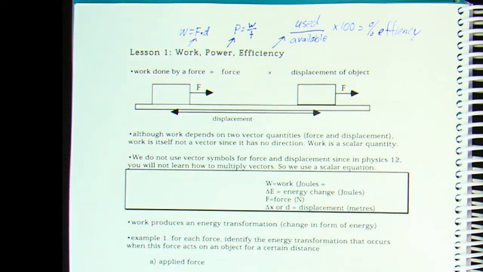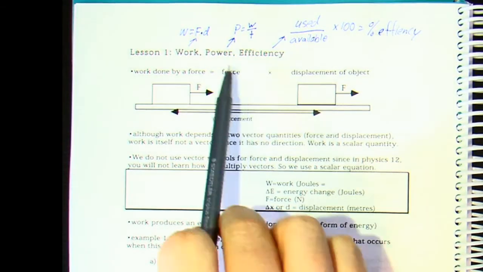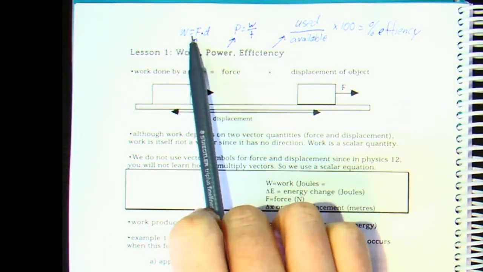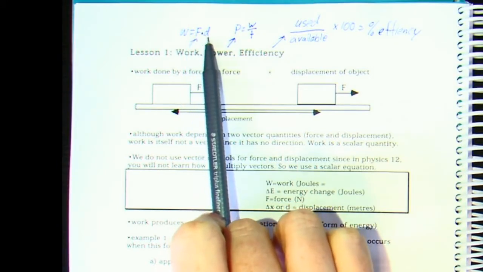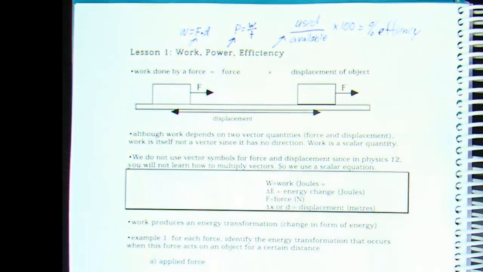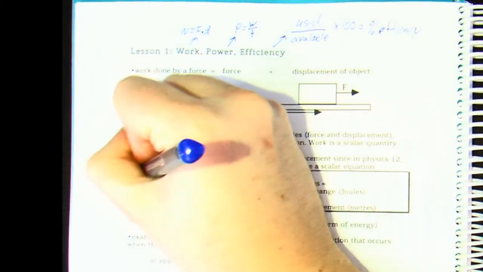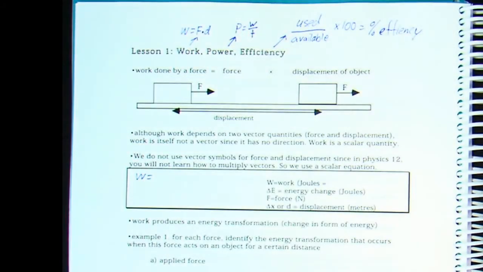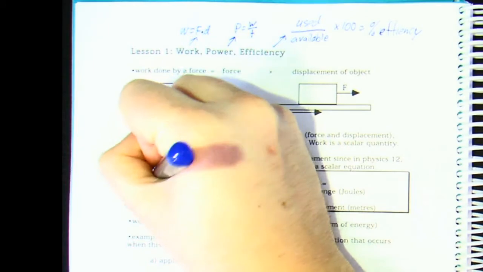For those of you who've done IB math already, the reason I write it like this is because work is actually the dot product of force and displacement, which you would have looked at in your vectors unit in IB math, if you have looked at that already. So, for those of you who haven't looked at IB math, don't worry about it. We're just going to assume, for the time being, that work equals force times distance.